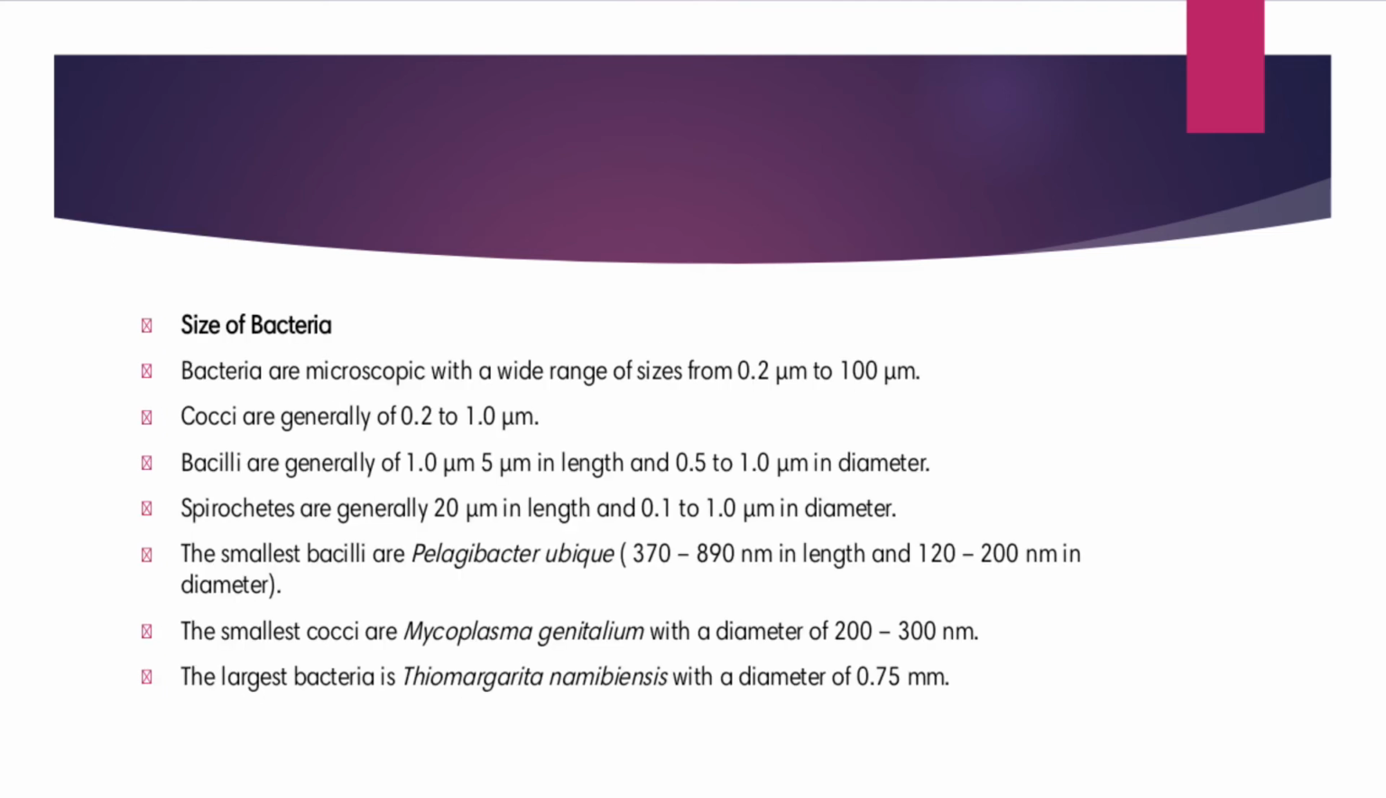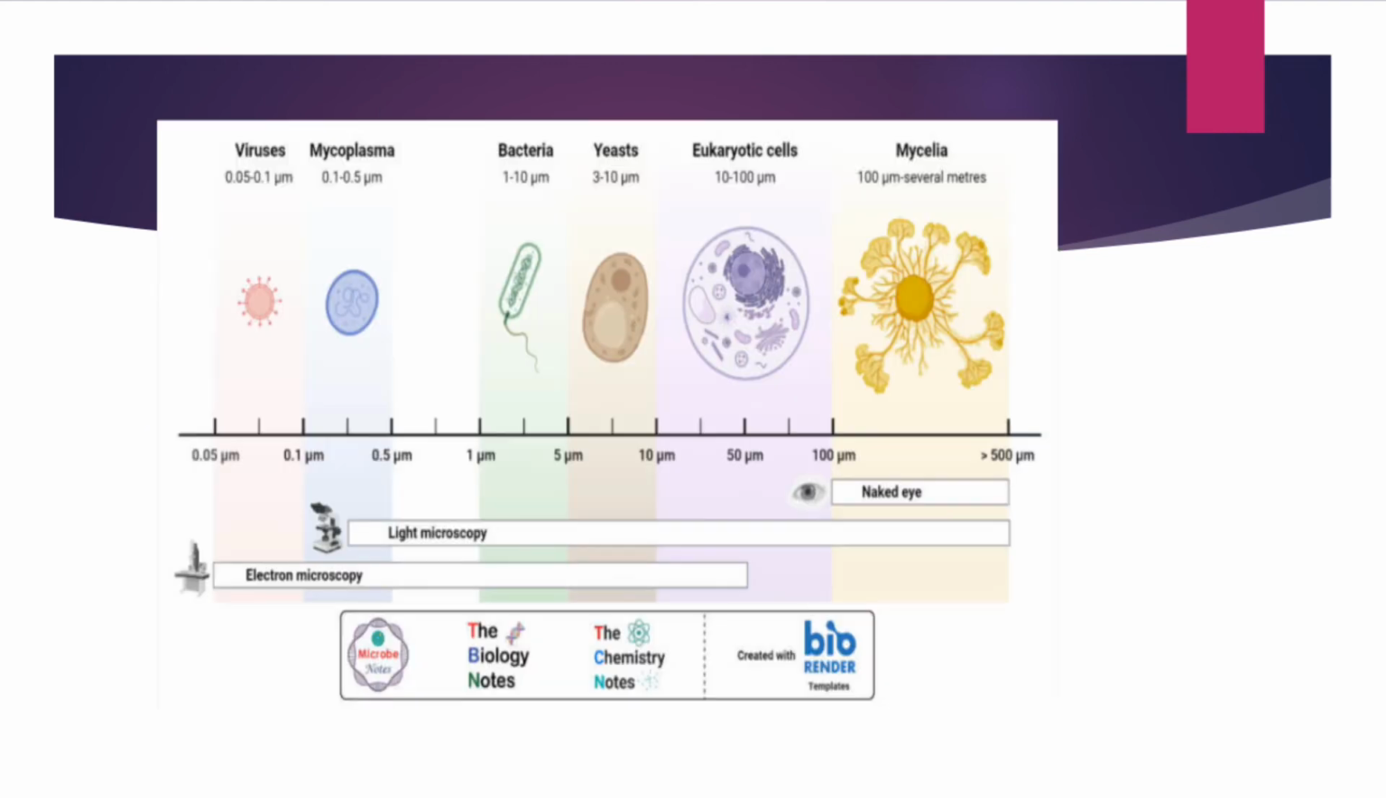Size of the bacteria. The bacteria are microscopic with a wide range of sizes from 0.7 to 100 mm. Cocci are generally 0.2 to 1 mm. Bacilli are 1.0 to 5 mm in length. Spirochetes are 20 mm in length. The smallest bacilli are Pelagibacter ubique. The smallest cocci are Mycoplasma. The largest bacteria is Thiomargarita namibiensis.